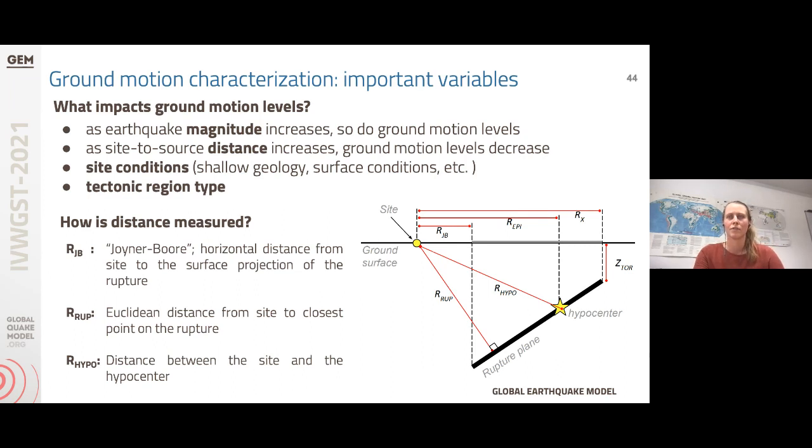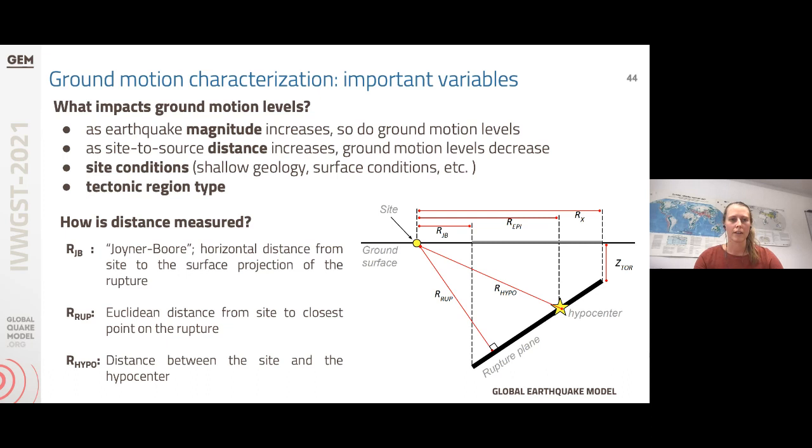So let's look at the important variables that are impacting the ground motion levels that are forecasted by these GMPEs. The first is the earthquake magnitude, and as it increases, so do the ground motion levels. As site to source distance increases, typically the ground motion levels will decrease. The site conditions can also have an impact on the observed ground motion levels. So the shallow geology, the surface conditions, the basin structure, as well as the tectonic region type.